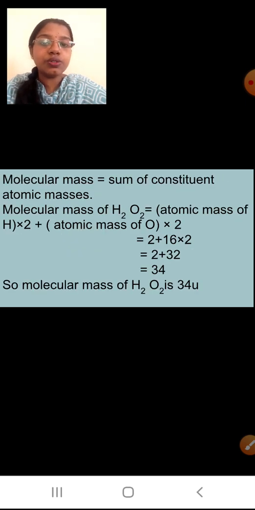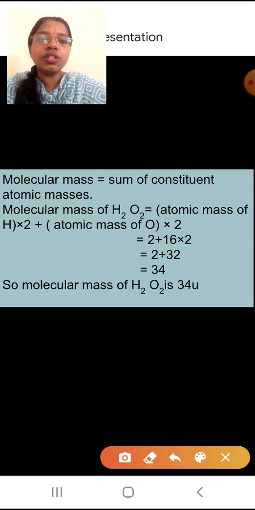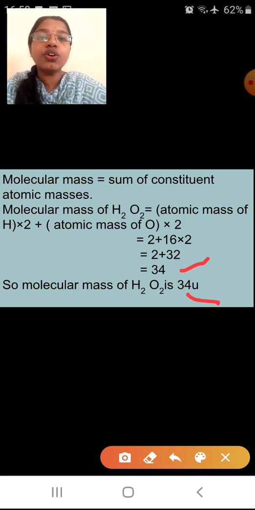So see here. Molecular mass is equal to the sum of constituent atomic masses. Important formula. Molecular mass of H2O2 is equal to atomic mass of H multiplied by 2 plus atomic mass of O, that is oxygen, multiplied by 2. Why have we done 2? Because it is H2O2. So 1 into 2 is 2, plus 16 into 2. When you do the calculation, you are going to get 34 U. So the molecular mass of H2O2 is 34 U.